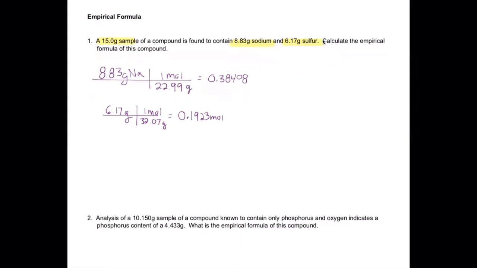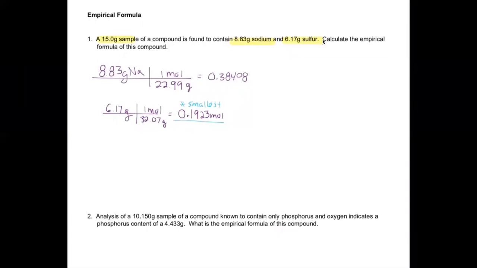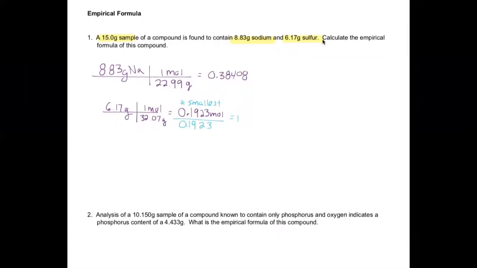And identifying my smallest, we should see that the smallest here is going to be the sulfur, which means dividing it by itself, I'm expecting that subscript to be a 1. While this subscript, I need to determine when I divide. And here I get that it is pretty much 2, meaning Na2S is my empirical formula here.